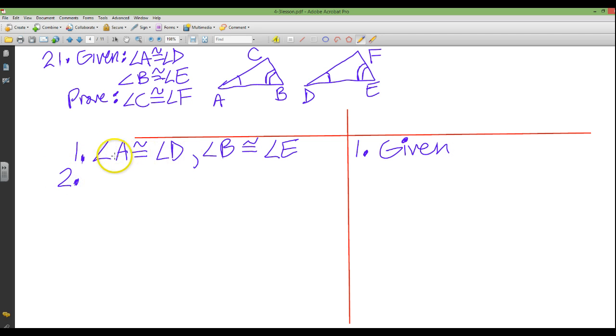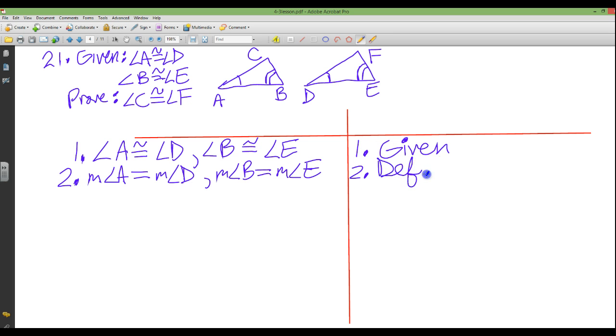And anytime angles are congruent, we can say that their measures are equal by the definition of congruent angles. We can also say that these three angles must add up to 180, and these three angles must add up to 180, and that's by the triangle angle sum theorem. Three angles of any triangle must equal 180.